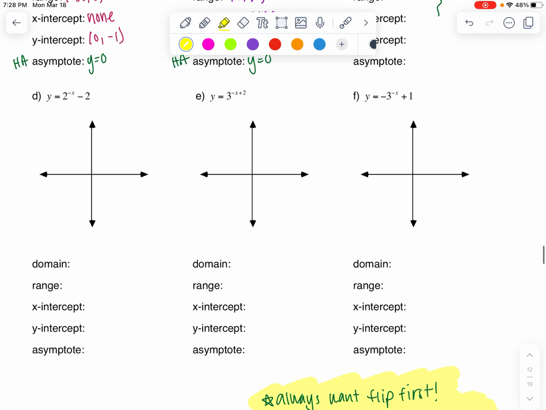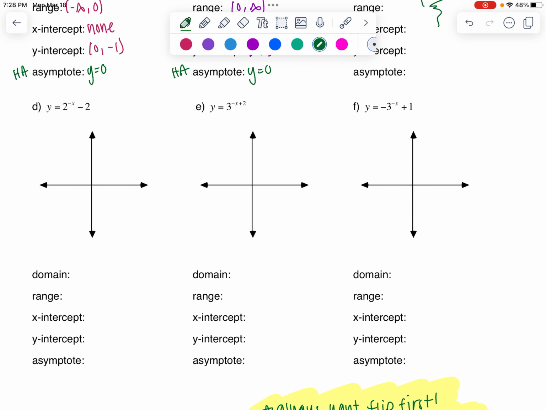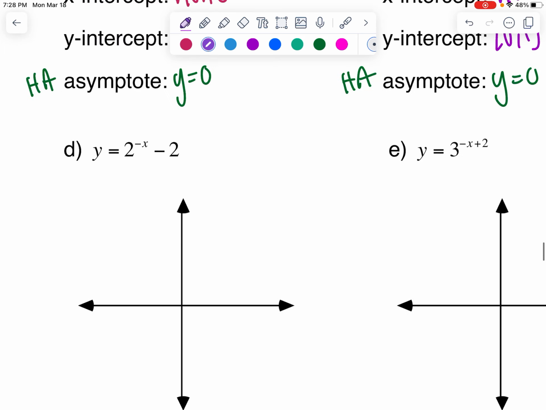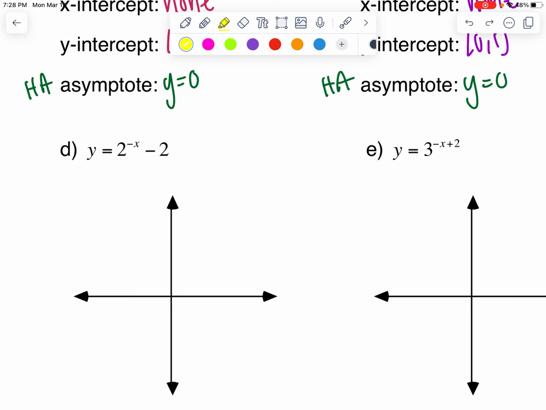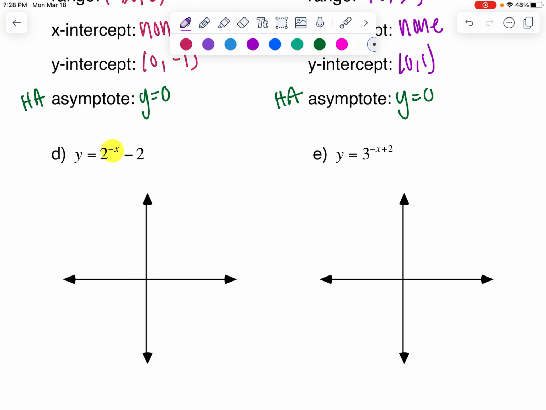Okay, so if I'm looking at part D, it looks like we're dealing with two transformations. We see that this negative is attached to the x. So we're actually going to go ahead and first flip over our y-axis. And then that second transformation, we're going to go ahead and go down 2.